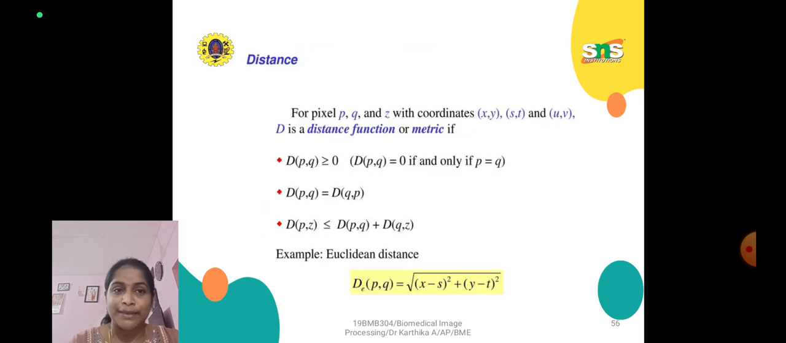See, for pixels P, Q and Z with coordinates x, y, s, t and u, v, D is a distance function or metric. D of P,Q is greater than 0 if P is not equal to Q, and D of P,Q equals 0 if and only if P equals Q. D of P,Q is equal to D of Q,P. D of P,Z is less than or equal to D of P,Q plus D of Q,Z. For example, the Euclidean distance: DE of P,Q is equal to the root of (x minus s) square plus (y minus t) square.